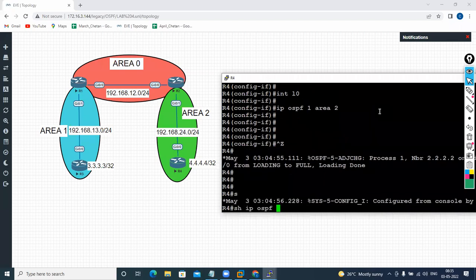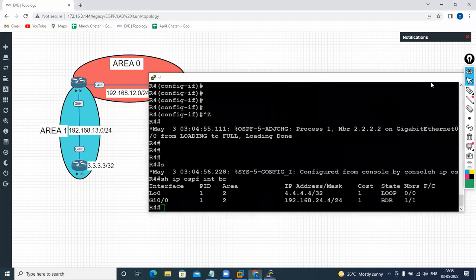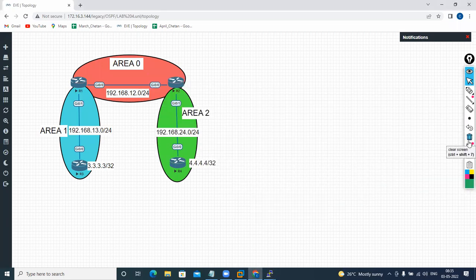Show IP OSPF interface. Loopback 0 is enabled under area 2 and Z0 bar 0 is enabled under area 2. Clear? Now, before checking the output, if we talk about R3, what will be the routing table of R3? How many directly connected networks do we have? We have 2 directly connected networks.